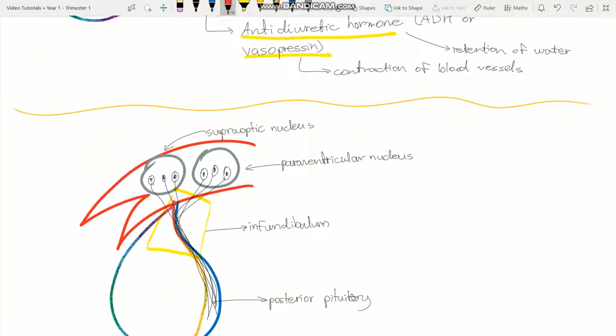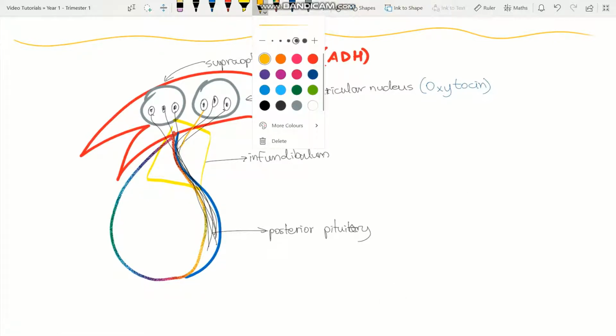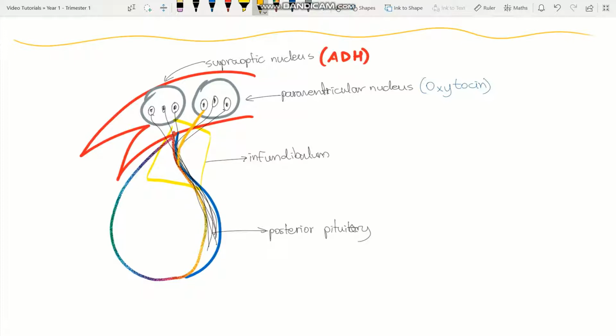The supraoptic nucleus is responsible for the synthesis of ADH, which is antidiuretic hormone, and the paraventricular nucleus is responsible for the synthesis of oxytocin. So once these two hormones are synthesized in the nuclei, they essentially run along the axon bodies through the infundibulum and are stored in the posterior pituitary gland. And when the need arises, they can be released into venules.